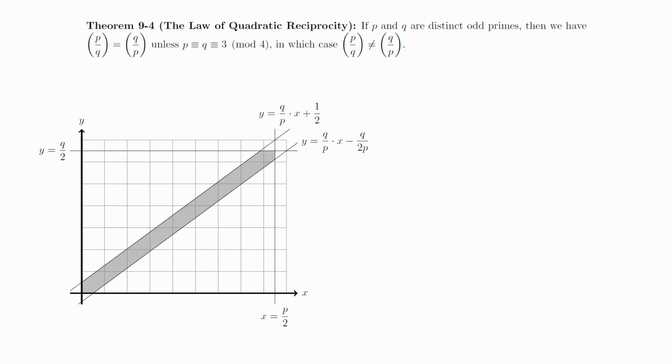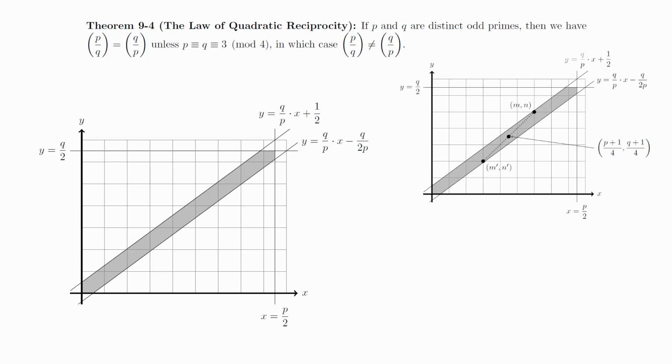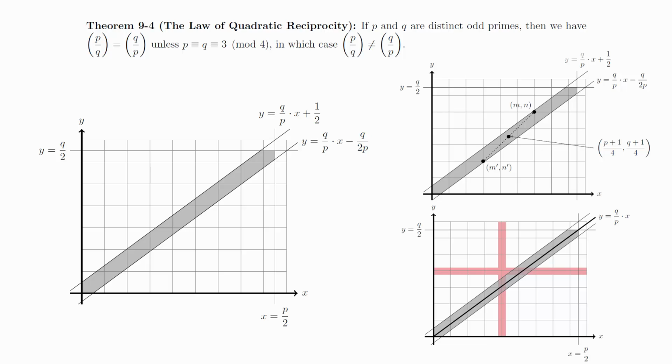We then counted the number of lattice points in a particular region in two different ways. One way showed that the number of lattice points is odd if and only if P and Q are both equivalent to 3 modulo 4. The second way shows that the number of lattice points in the region is exactly mu1 plus mu2, and this gave us what we needed to prove the result.